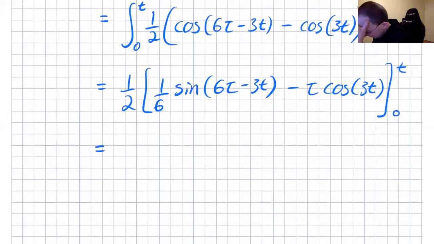Okay, so let's see what we get here. So when we plug t in, we get 1 over 6 sine of 6t minus 3t. So I'll just write that out.